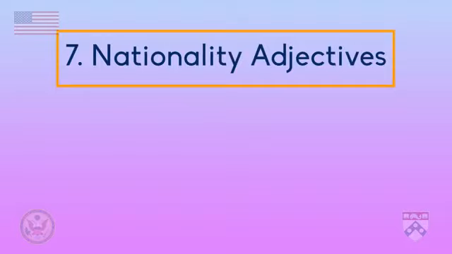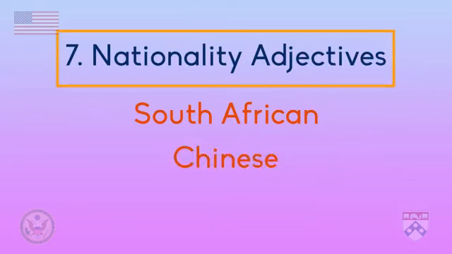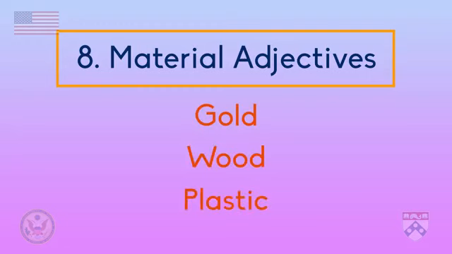The next category of adjectives are nationality adjectives. Nationality adjectives answer the question, where is someone or something from? Some examples of nationality adjectives include American, South African, Chinese, and Brazilian. The final category on the list is material adjectives. Material adjectives answer the question, what is it made of? Some examples of material adjectives include silver, gold, wood, plastic, and metal.